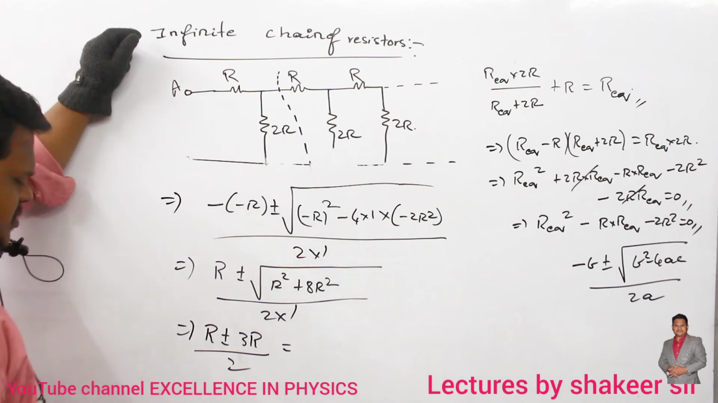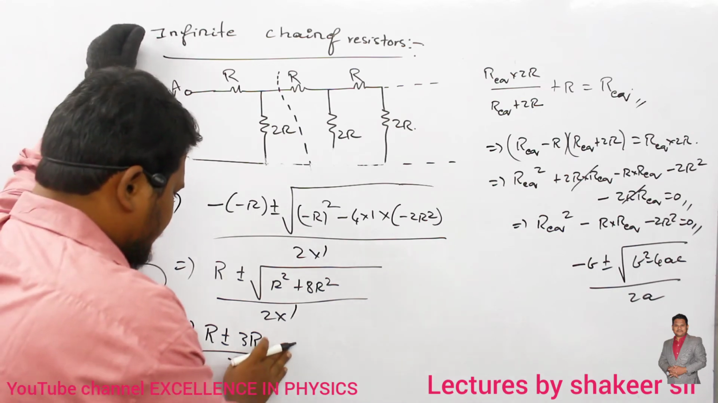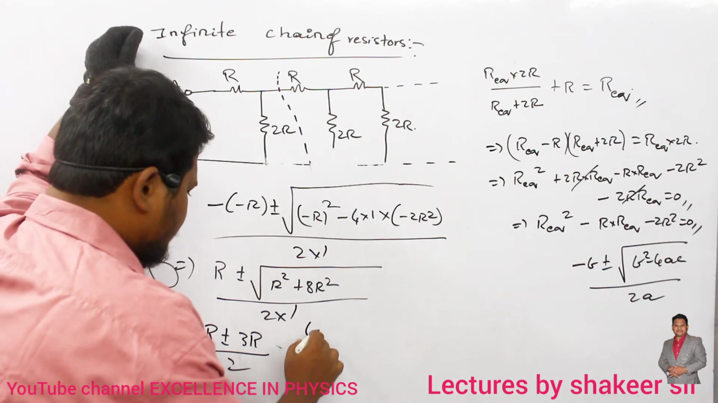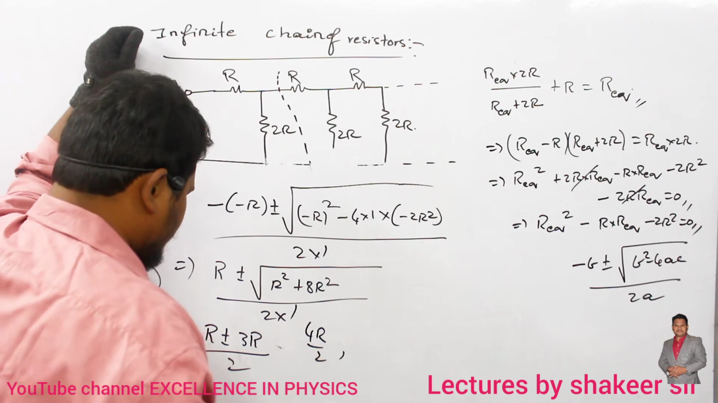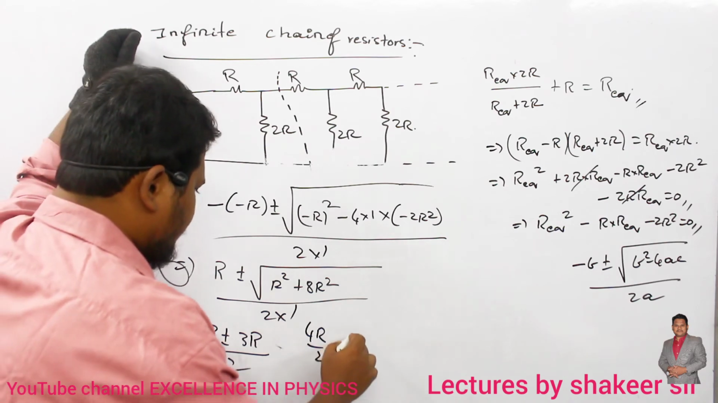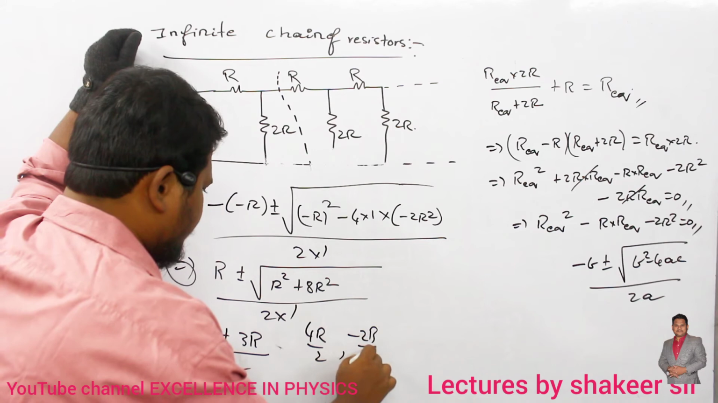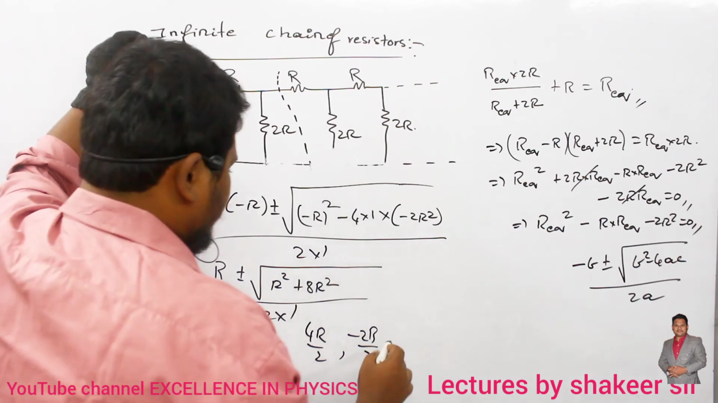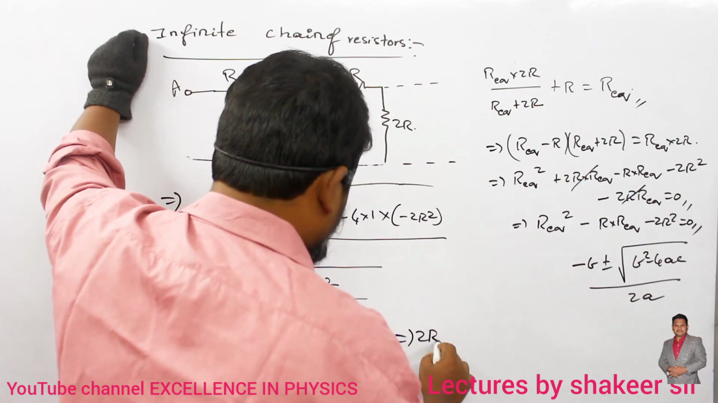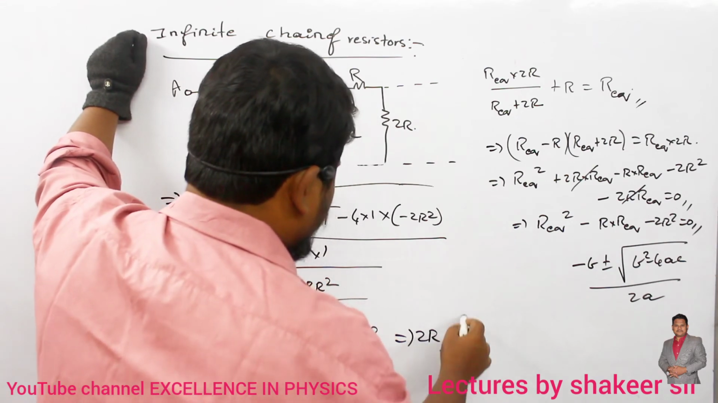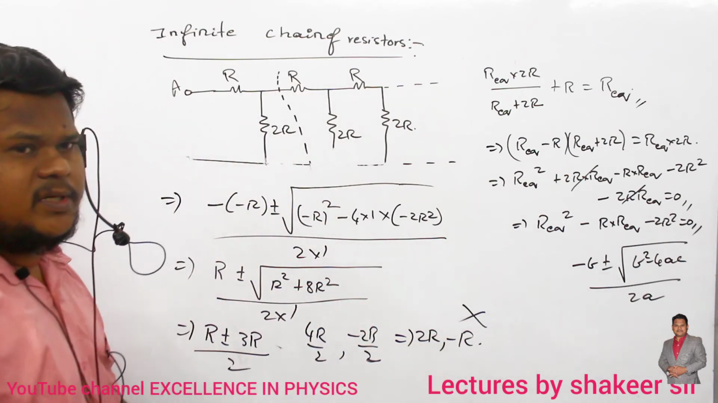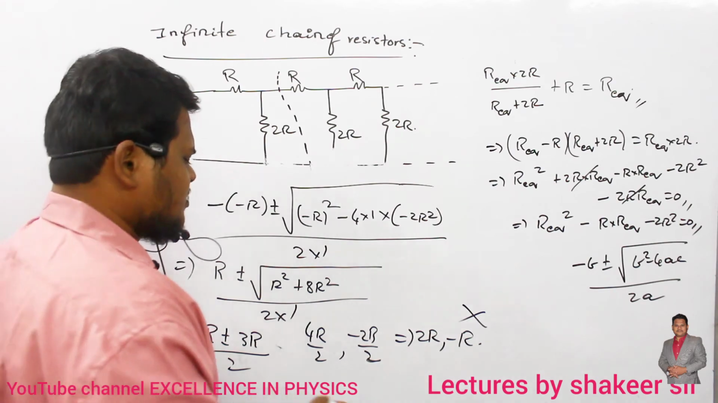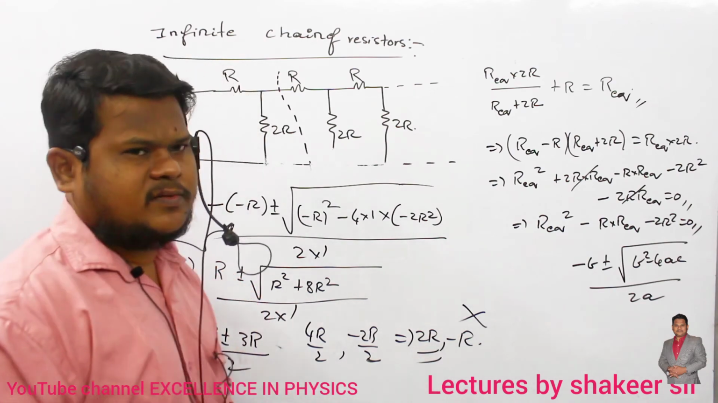So if you substitute plus, then what will I get? I will get 4R divided by 2. And if I substitute minus, I will get minus 2R divided by 2. Okay? So therefore, what are our final answers? It is equal to 2R, comma, minus R. Minus R is not at all possible. So my equivalent resistance is 2R. That is our answer. Okay?